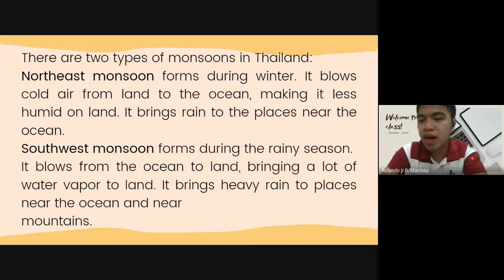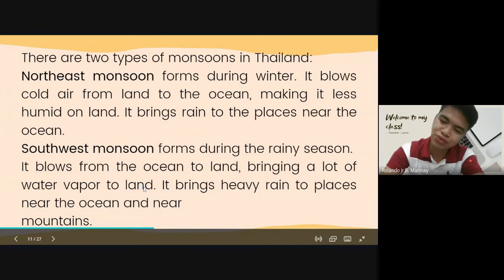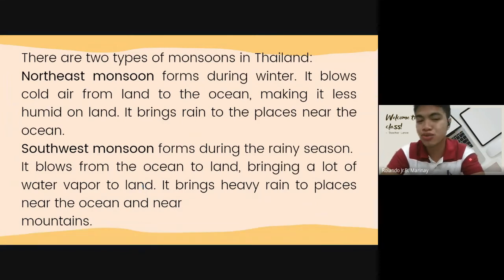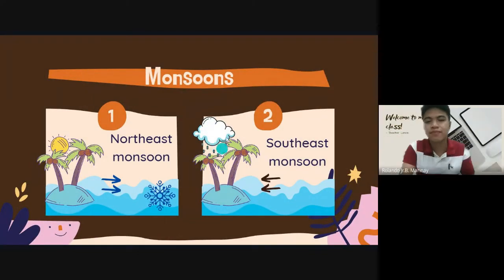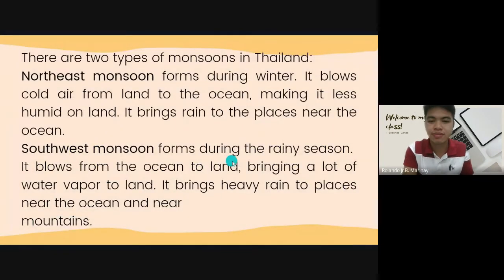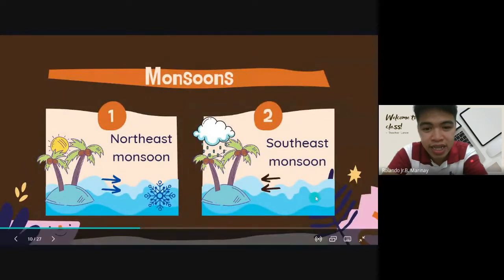Next one, kids, is the southeast monsoon. It forms during the rainy season. That's why you can see some rain clouds here, because the southeast monsoon happens in the rainy season. It blows from the ocean to the land.